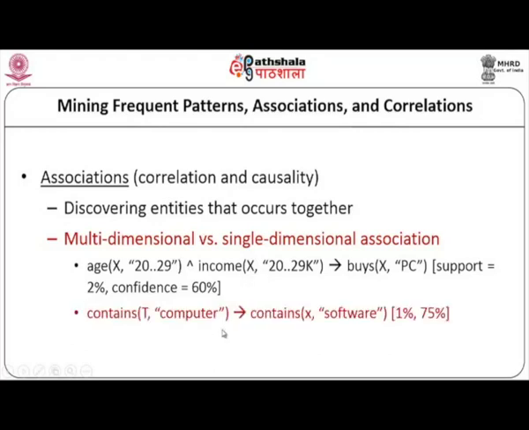There is one more example. This example contains, say, a single dimension. So, if a particular transaction T contains the item called computer, then the same transaction might also contain, say, a software. So, based on appearance of computer, we also decide whether there will be a software in that or not. So, this rule is also associated to a support and confidence value.